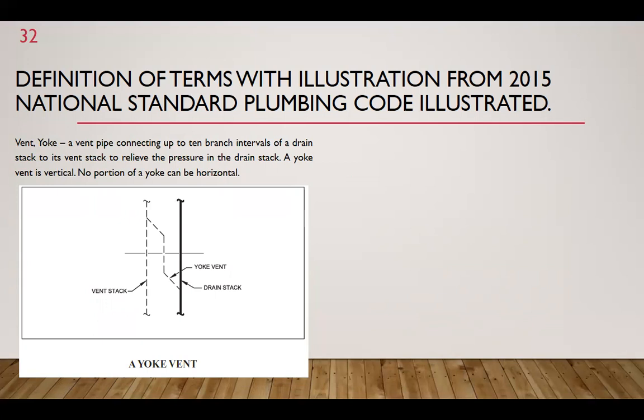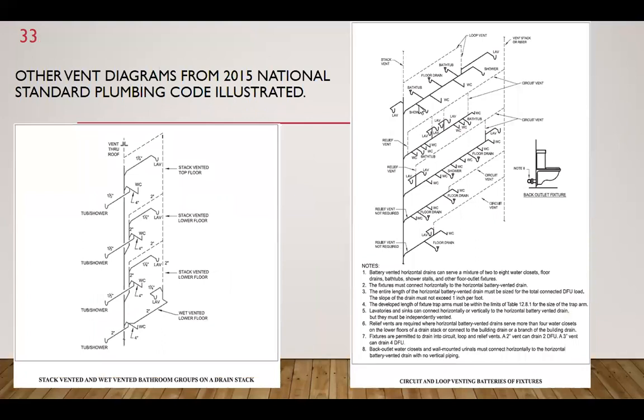A U vent is vertical. No portion of a U vent can be horizontal. Okay. So, other vent diagrams from 2015 National Standard Plumbing Code. So, pinakita ko lang ito para bigyan kayo kung paano paggawa ng mga isometric vent o mga system ng venting. So, una, stack vented and wet vented bathroom groups o then stacks. Ito yan. Kita nyo, ang ganda ng ito na ito. Circuit and loop venting, batteries of fixtures. So, yan. Circuit vent, yan, circuit.